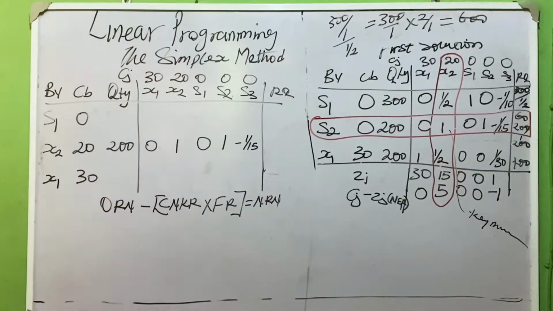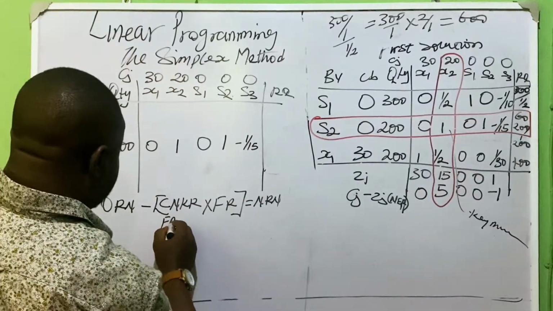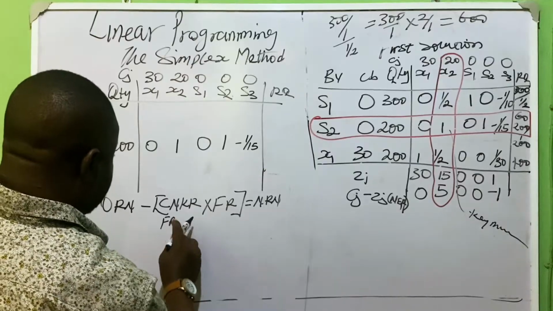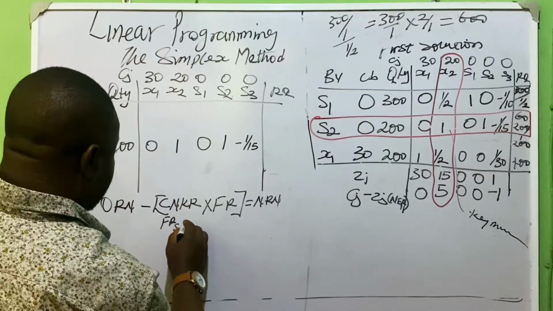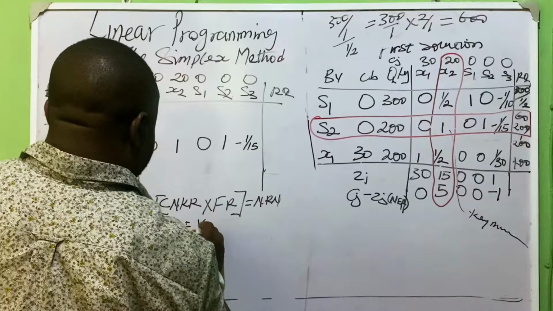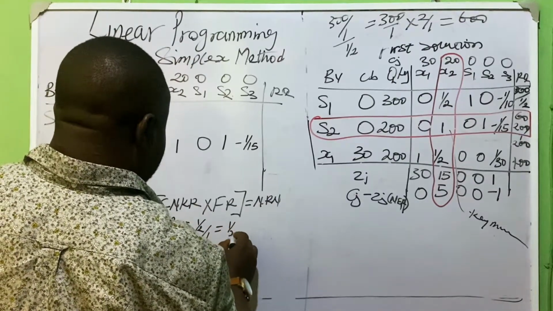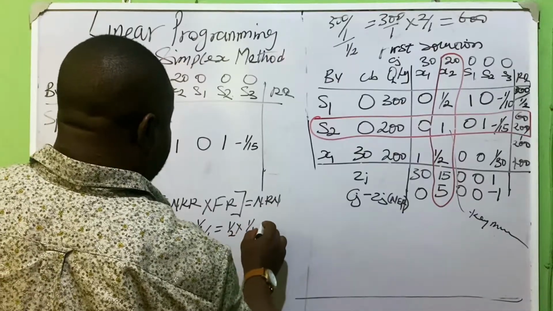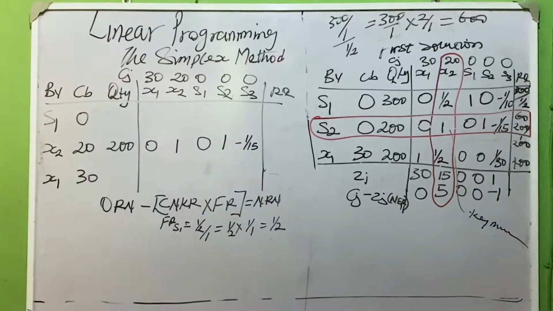So for S1, fixed ratio will be equal to 1 over 2 divided by 1. 1 over 2 divided by 1, which is equal to 1 over 2 multiplied by 1 over 1, which brings it back to 1 over 2. So, having determined our fixed ratio, we can now get into the transformation proper.